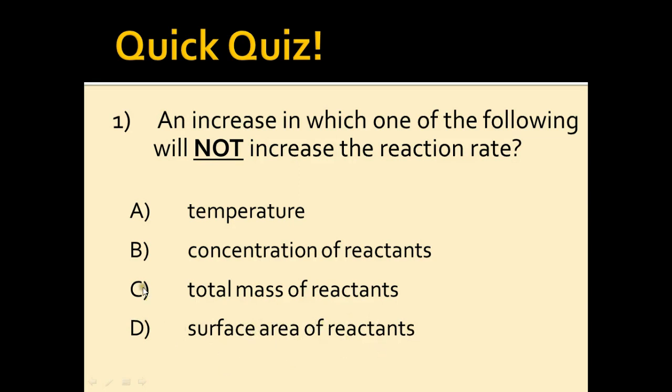collisions. So the only one that necessarily doesn't increase reaction rate is the total mass, because we can have a way higher mass but the same surface area and it won't react much faster. So total mass has nothing to do with reaction rates. It all has to do with temperature, concentration, surface area, stirring, and catalyst. So remember those five.